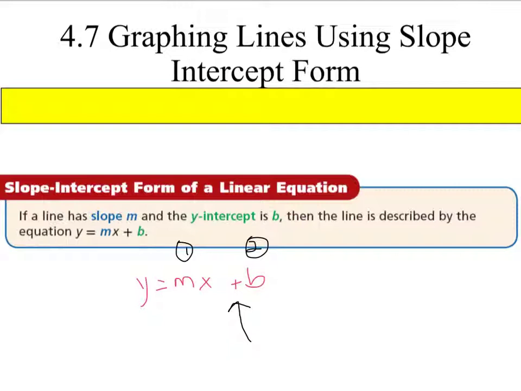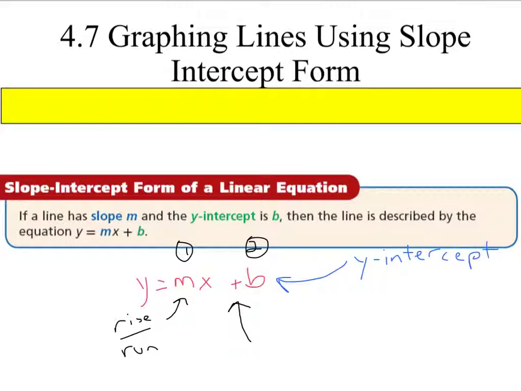Well, we know what m is. M is always going to be our slope. Remember, our slope is always going to be rise over run. And by knowing these pieces of that rise over run, all we need is to figure out 1 point. Once we have 1 point, we can graph an entire line based on that 1 point. And we have that 1 point under b. This is our y-intercept, where the line crosses the y-axis.